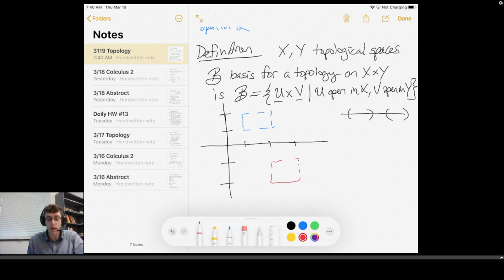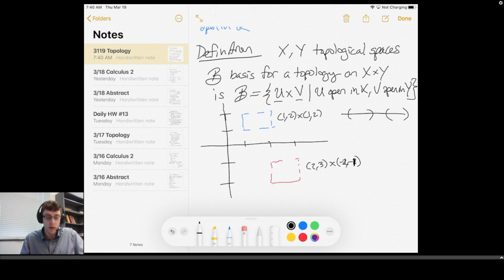But this is not a product of open sets in R. Because if you do, like what is this? This is exactly (1, 2) cross (1, 2). And this guy is (2, 3) cross (-2, -1). We work left to right.